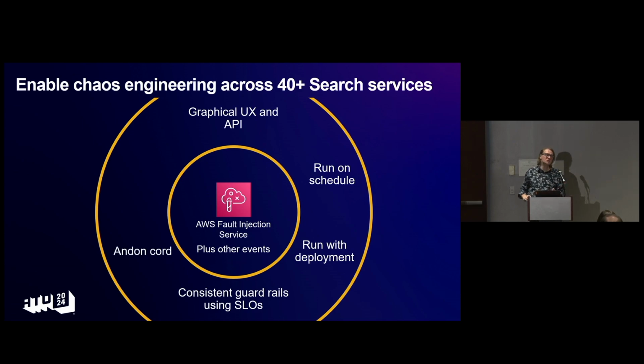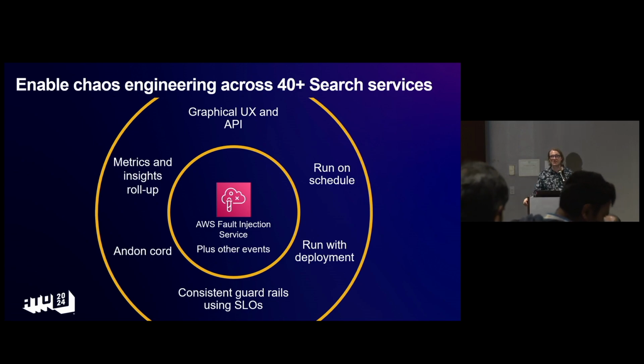And the andon cord. So this is from the Toyota production system, from the car factory. Anyone on the factory floor could stop the line by pulling a little cord if they saw a quality issue. Very empowering. In this case, it means anyone across search can stop all experimentation if there's a problem going on. And creating search-specific metrics and insights. Of course, FIS emits its own metrics and insights, but they wanted to create reports across all 40 search teams to give to the search management.